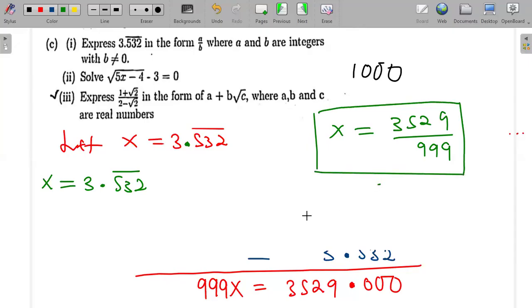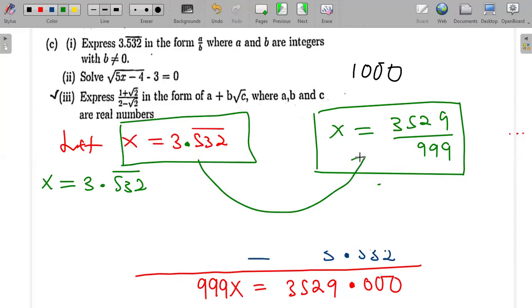You can see x here was a decimal, but we've managed to change it into a fraction, in the form a over b, and we can see the b there is clearly not equal to 0. So that's what they wanted us to do on part C1 there. Do you have any questions there? If you need more practice questions, they're there on the website and on the mobile app. You can watch how we are solving a lot of questions on this same concept.